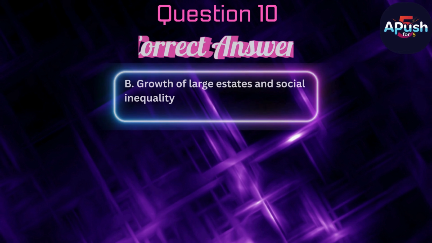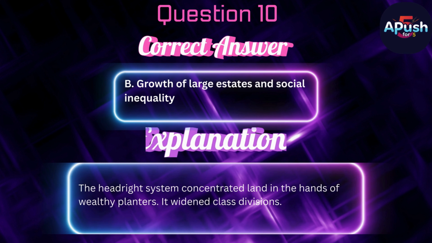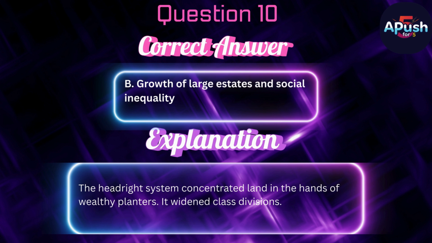The correct answer is B. Growth of large estates and social inequality. The headright system concentrated land in the hands of wealthy planters. It widened class divisions.